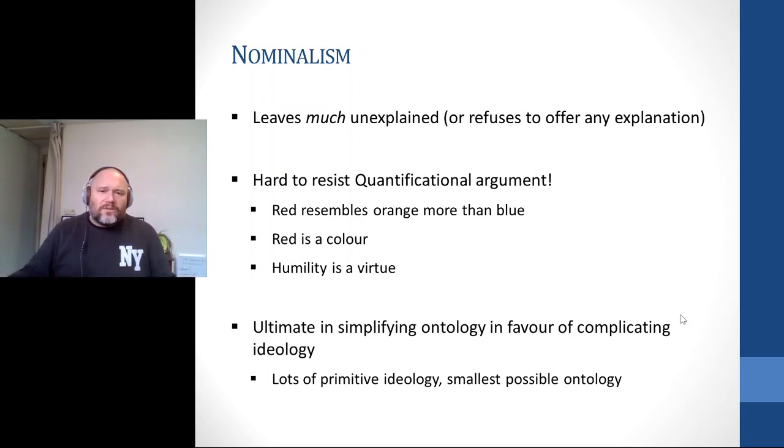Now, what we've really been doing here, and the ostrich nominalist is a wonderful example, is debating a little bit about whether we need to simplify ontology and complicate ideology, or vice versa. The ostrich nominalist is the ultimate form of giving a simple ontology. We only believe in things like maybe everyday objects, in favor of a complicated ideology. That is, we believe in a whole bunch of primitive subject-predicate facts.